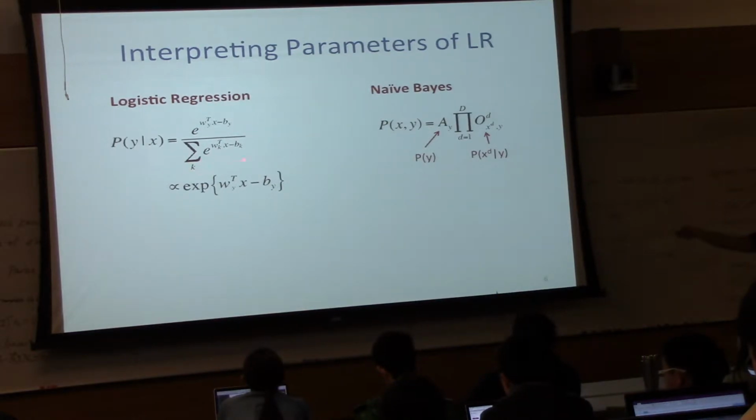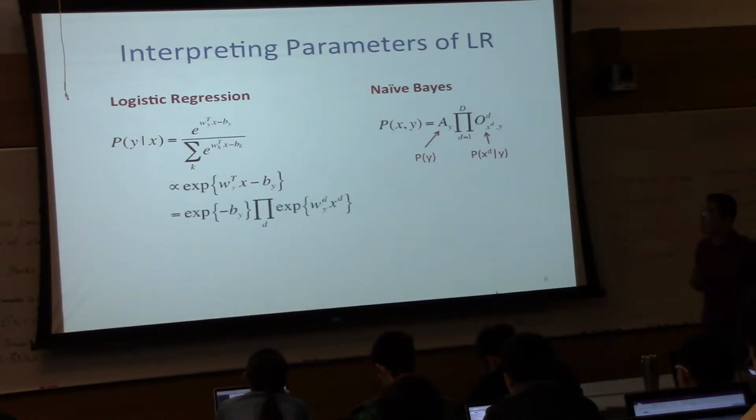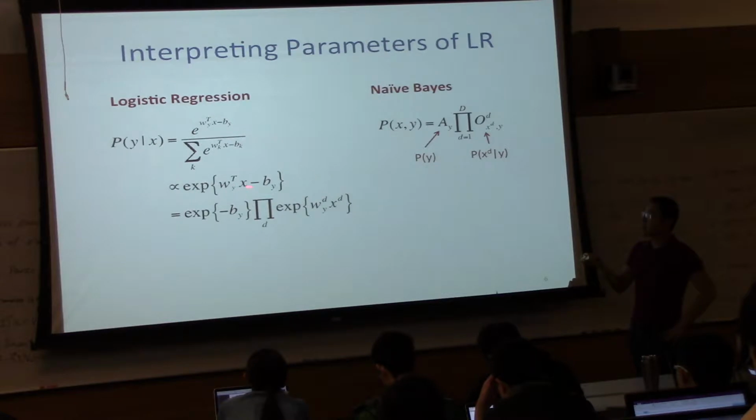And so the denominator is constant. So we could say that the probability of a specific y, conditioned on an x, is proportional to the numerator, right? Because the denominator is constant. Okay. This is a sum. So this is a dot product, and this is a subtraction. So this is essentially a sum inside an exponent.